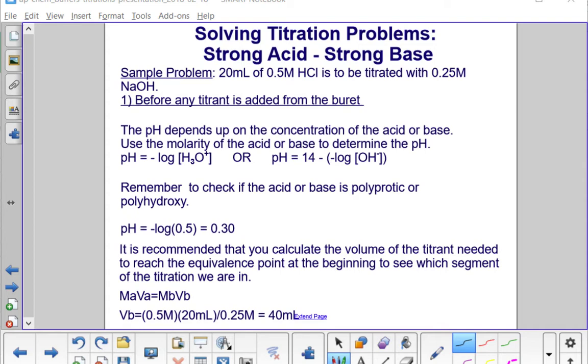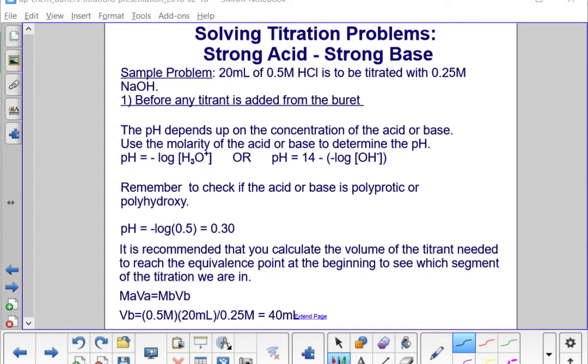All right, let's work through the first sample problem where we're solving the titration of a strong acid with a strong base. Okay, so here's what we know. We know 20 milliliters of 0.5 molar HCl is to be titrated with 0.25 molar NaOH. So in zone 1, we want to find what is the pH before any titrant is added from the burette.